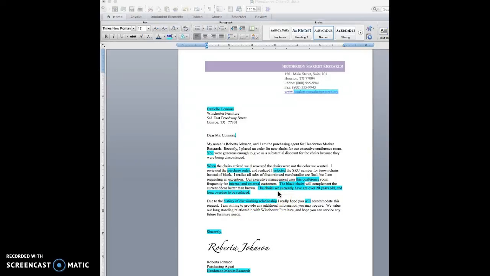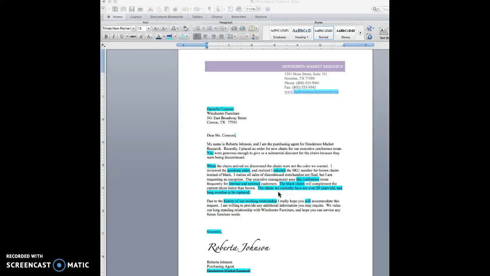I tell students they should write those stories more or less in chronological order. And you need to analyze this a little bit better. What does Miss Connors need in order to verify your claim and to process it? This simply says when the chairs arrived, we discovered that they weren't the color that we wanted, and then it backtracks a little bit.